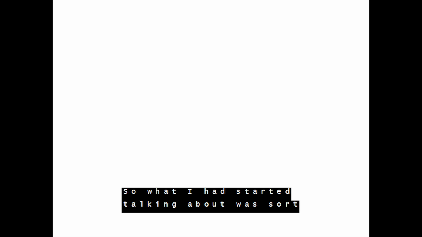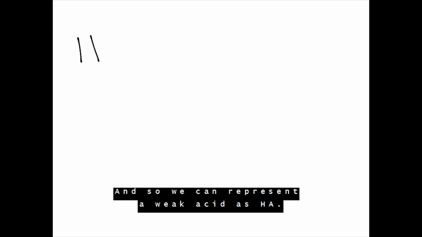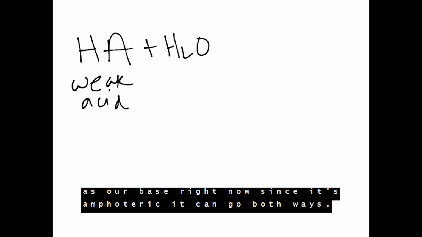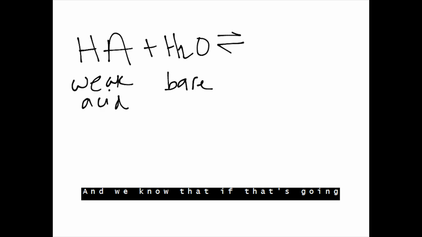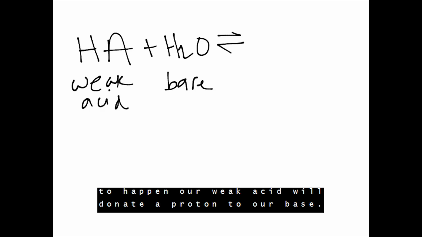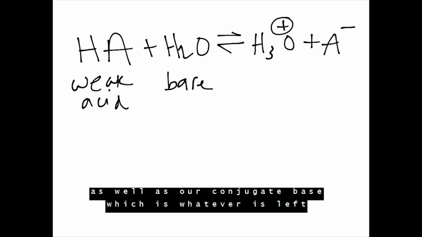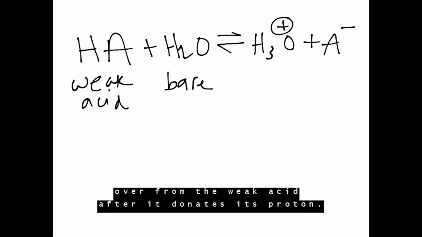So what I had started talking about was sort of shorthand notation for an acid-base reaction with a weak acid. And so we can represent a weak acid as HA, and it'll react with some base. We'll just use water as our base right now since it's amphoteric. It can go both ways. And we know that if that's going to happen, our weak acid will donate a proton to our base. And so that will allow us to form our hydronium ion as well as our conjugate base, which is whatever's left over from the weak acid after it donates its proton.